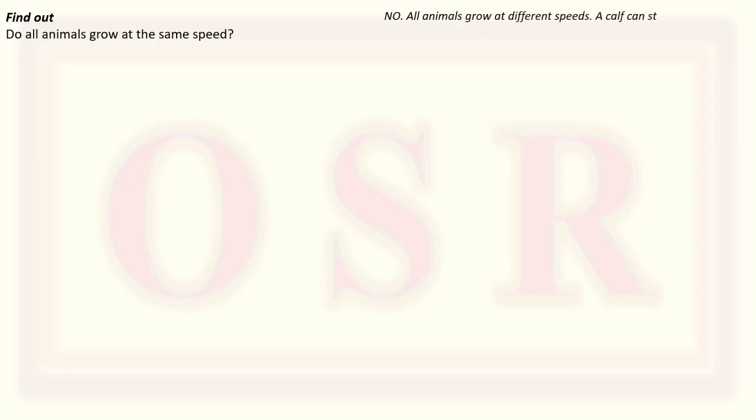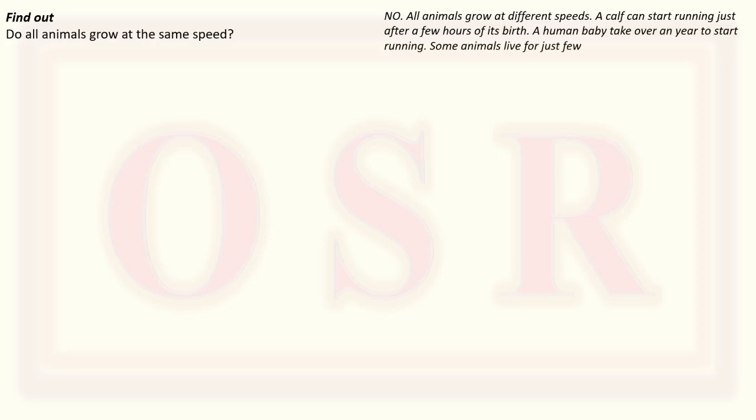Find out, do all animals grow at the same speed? Yes guys? Okay. No, all animals grow at different speeds. A calf can start running just after a few hours of its birth. A human baby takes over a year to start running. Some animals live for just a few days, others live for over 100 years. So all animals are different.